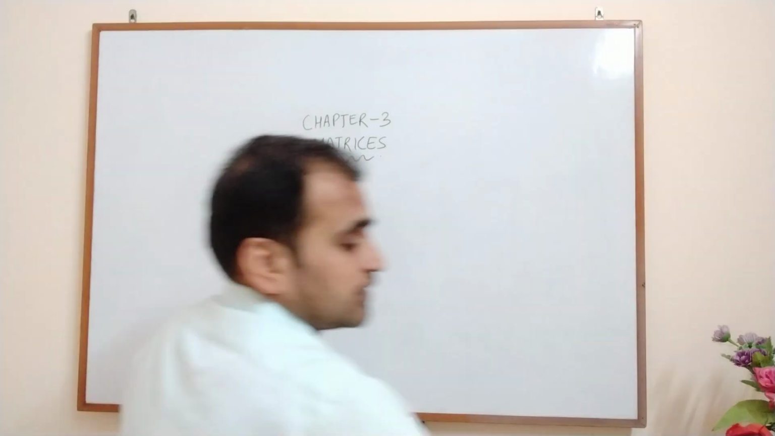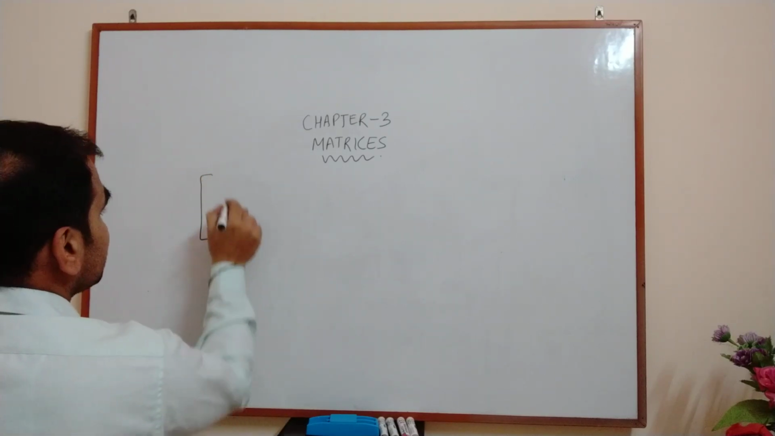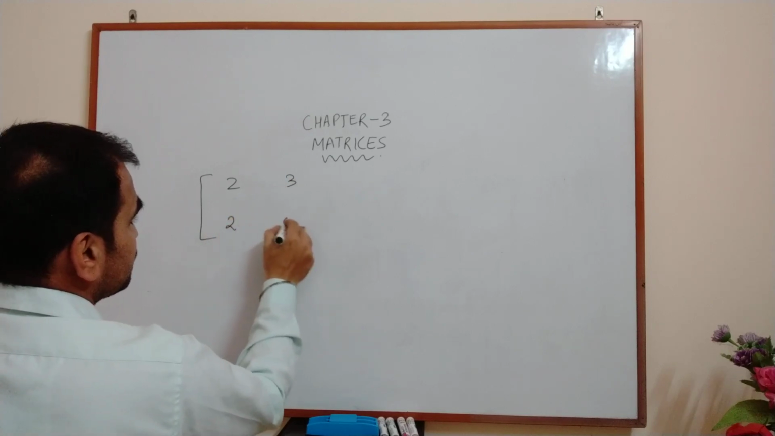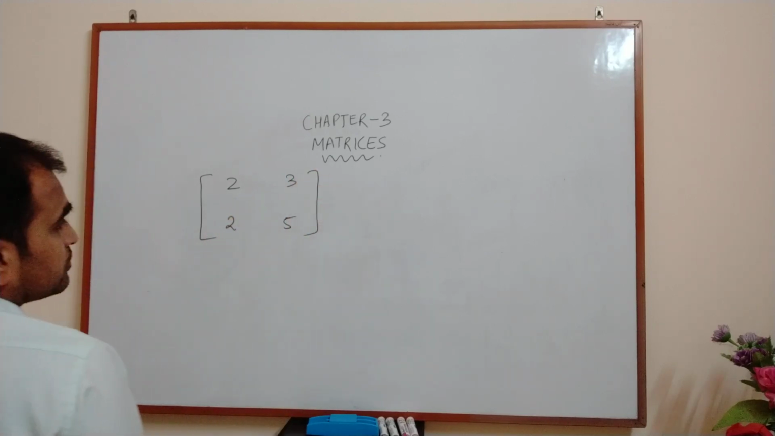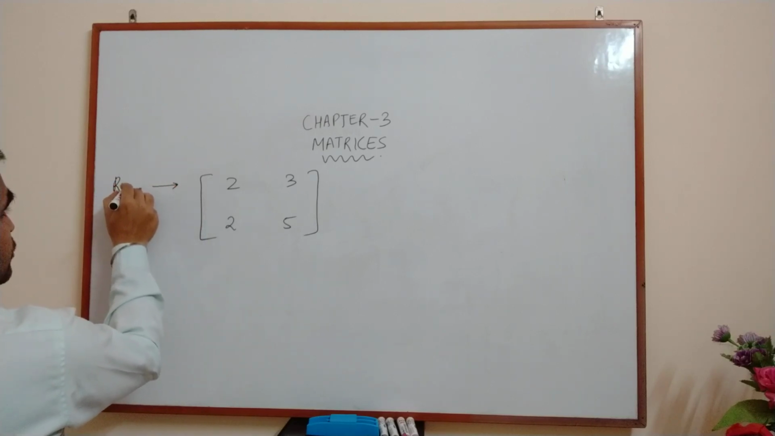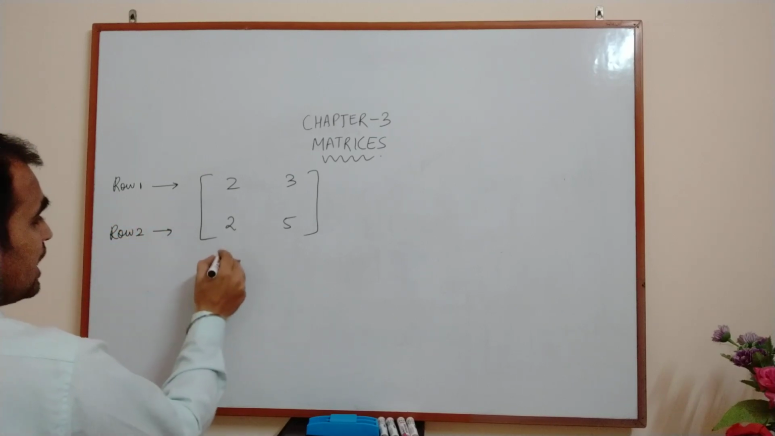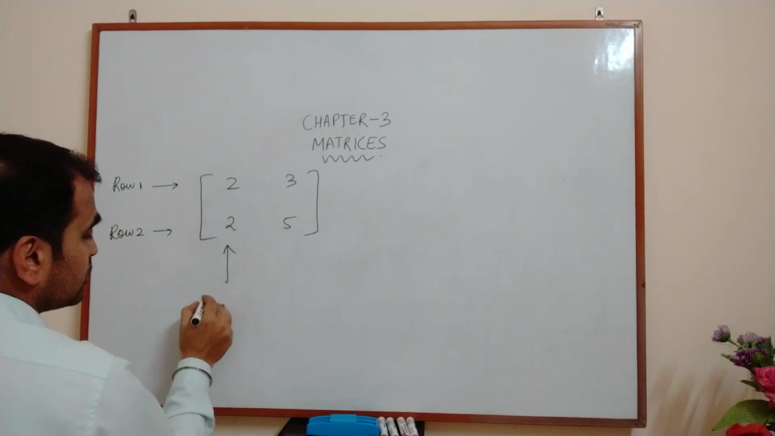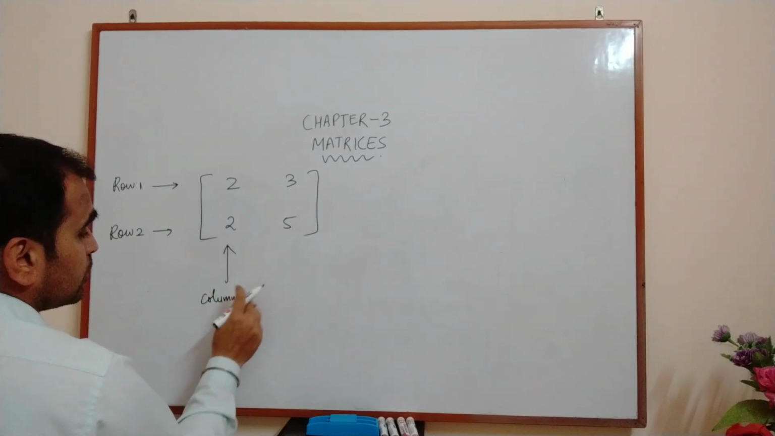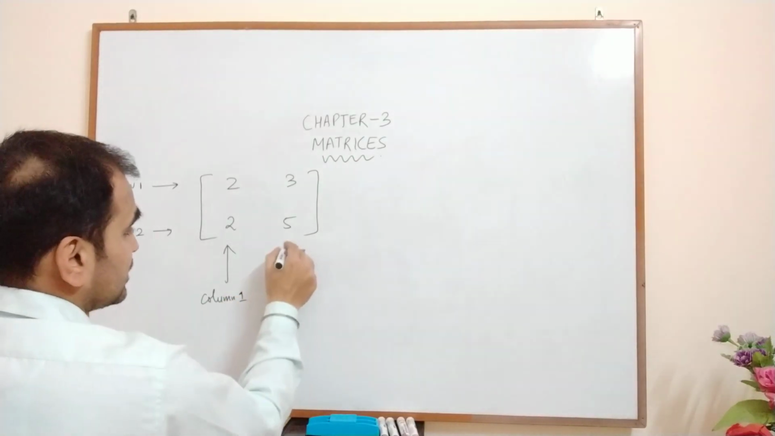Okay. Now, like we have a matrix, suppose 2, 3 and maybe 2 and 5. So this is known as the row. This is row number 1 and this is row number 2. And these vertical lines, these are called columns. So column number 1, this is the first column and this is the second column.